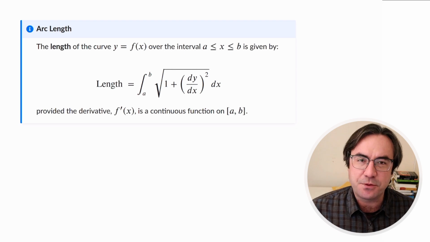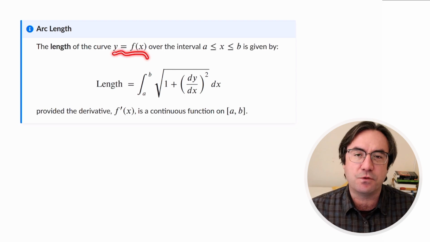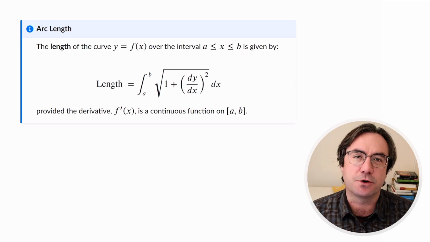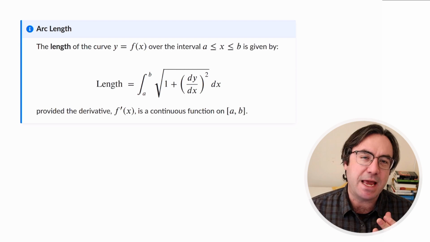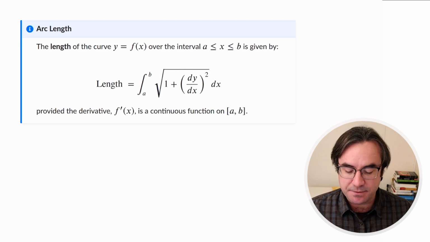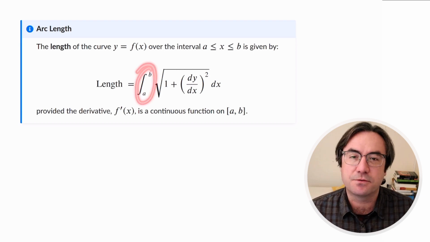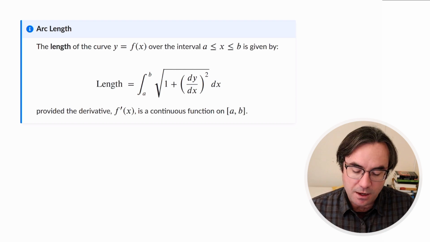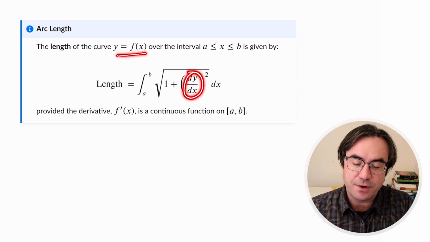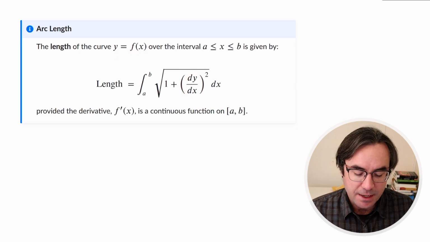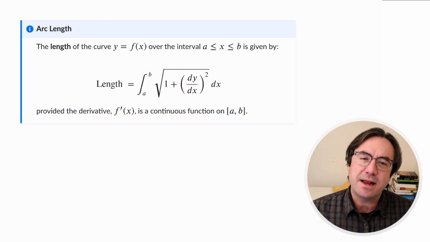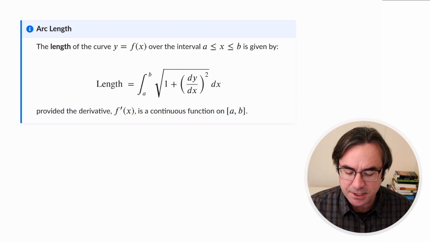All right, so first let's read through this. Let's suppose that we're looking at a curve y equals f of x, and we're only looking at a section of this curve. So x is between a and b, some endpoints a and b. Well, then the length of that section is going to be the definite integral from a to b of the square root of 1 plus the derivative of our function squared, and we're going to be integrating with respect to x.